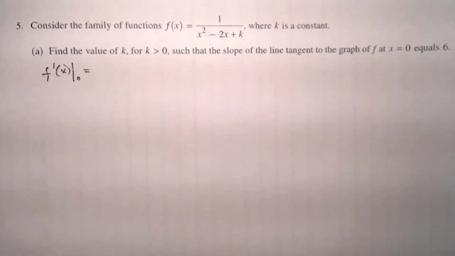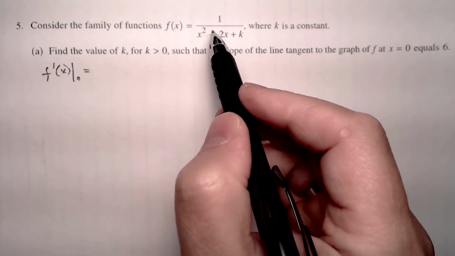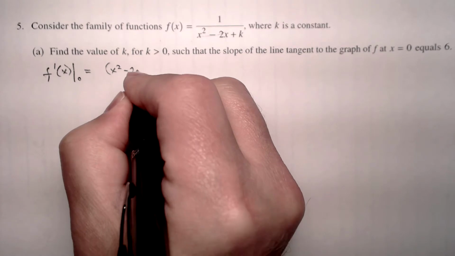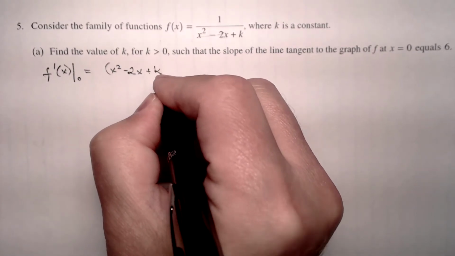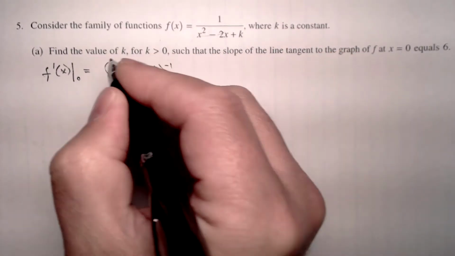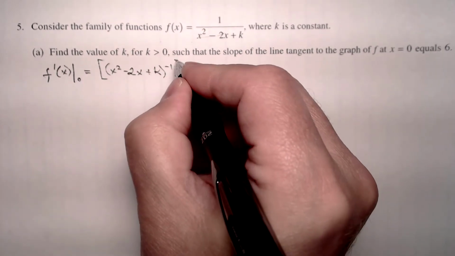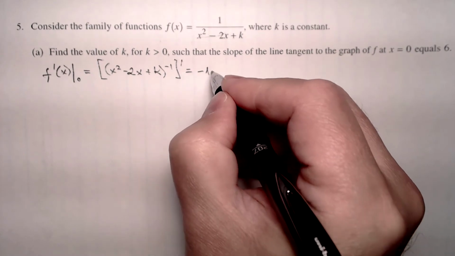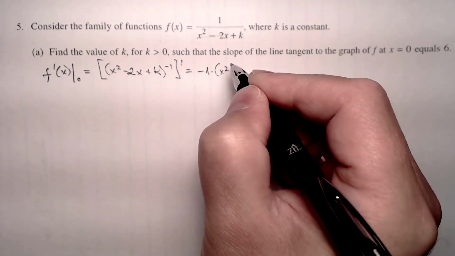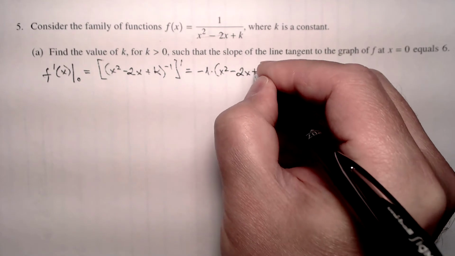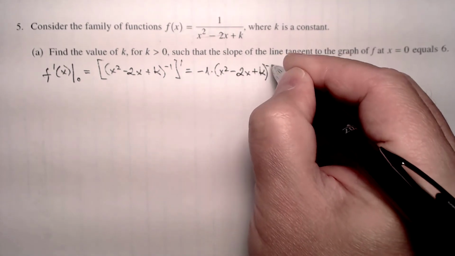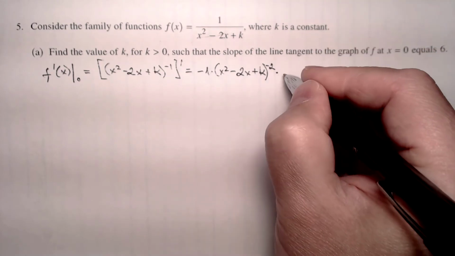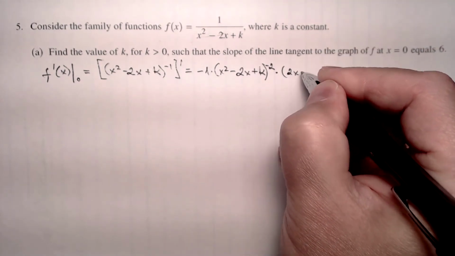So let's differentiate. Let's first rewrite this as x squared minus 2x plus k to the negative 1 power. And so we need to take the derivative of this expression, and using the chain rule, this is negative 1 times x squared minus 2x plus k to the negative 2 times the derivative of what we have here, which is 2x minus 2.